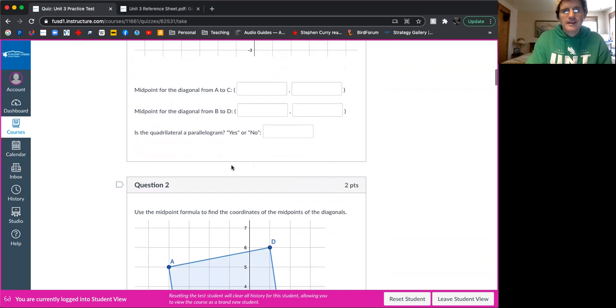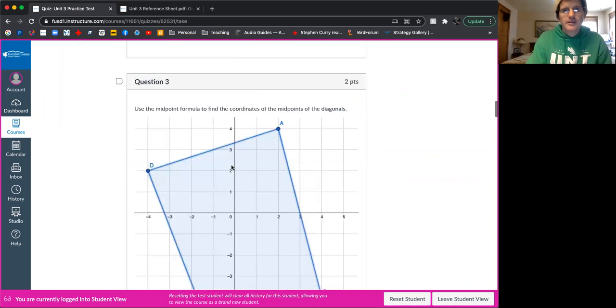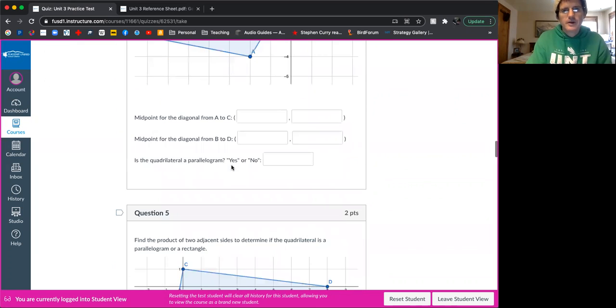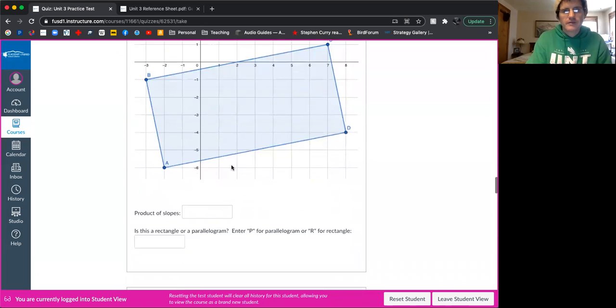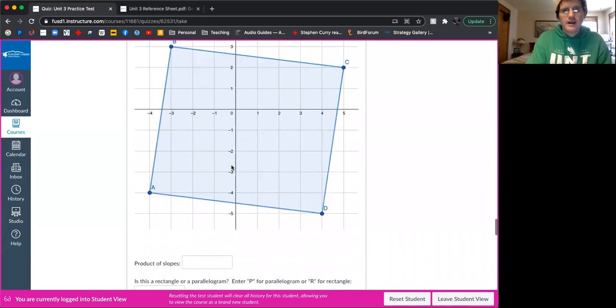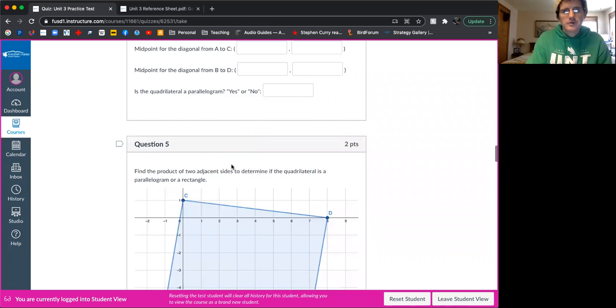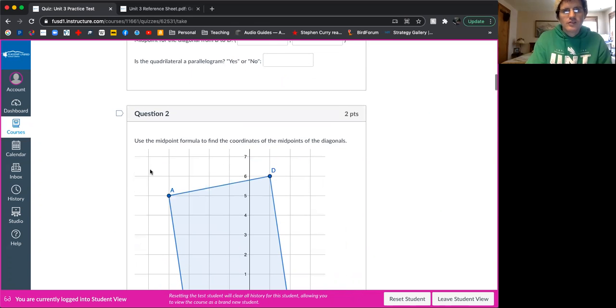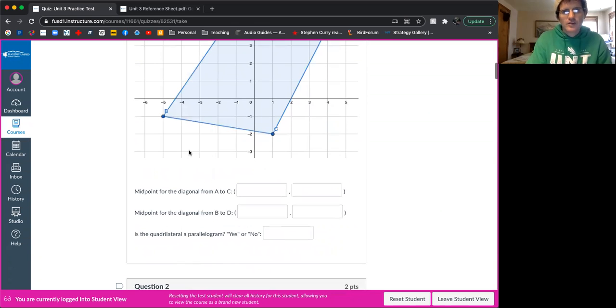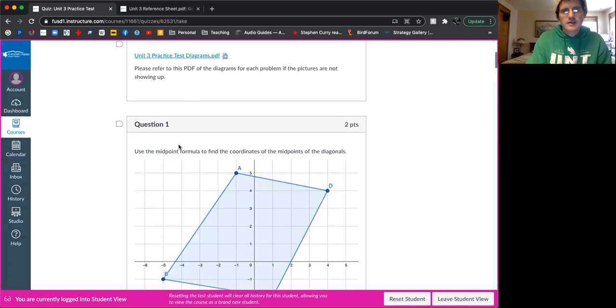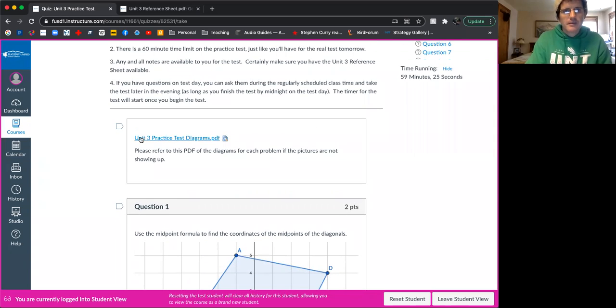The first thing I want to say is all of these have diagrams. If you load this up and all your pictures are there, you're great. You don't need to worry about doing anything except going through the problems. But if any of these are showing up like as a red X or just not loading up, no picture ever shows up, there's this at the very top, Unit 3 practice test diagrams.